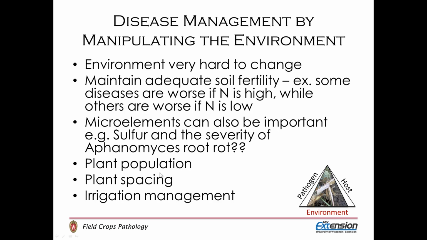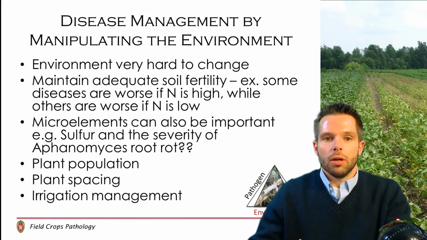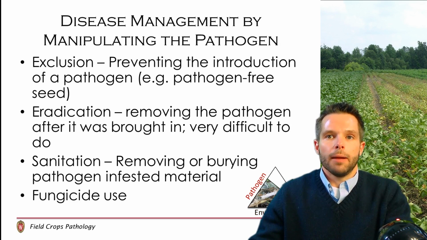We can manipulate the microenvironment for certain pathogens. Again, one example would be Sclerotinia stem rot or white mold of soybean. If we reduce the plant population, that can reduce the favorable environment for that pathogen. Also, plant spacing can be important, and irrigation management. Most fungi like lots of wetness. Some bacteria spread around with heavy wetness or a lot of overhead irrigation, and so limiting irrigation only to when plants need it is very important when you're trying to develop your disease management plan.